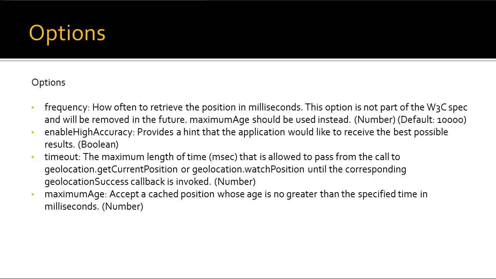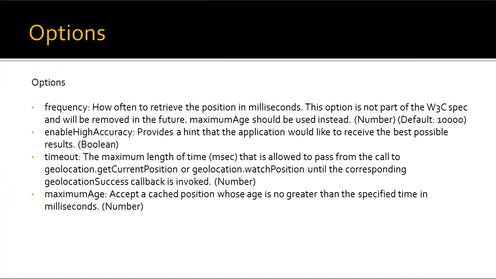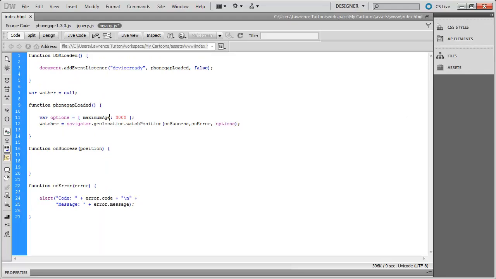Okay, so now what I want to do is change that to maximumAge, with a capital A, very important because it is case sensitive. Because as you know, the frequency parameter is soon going to be taken out of the spec, so we don't want that.